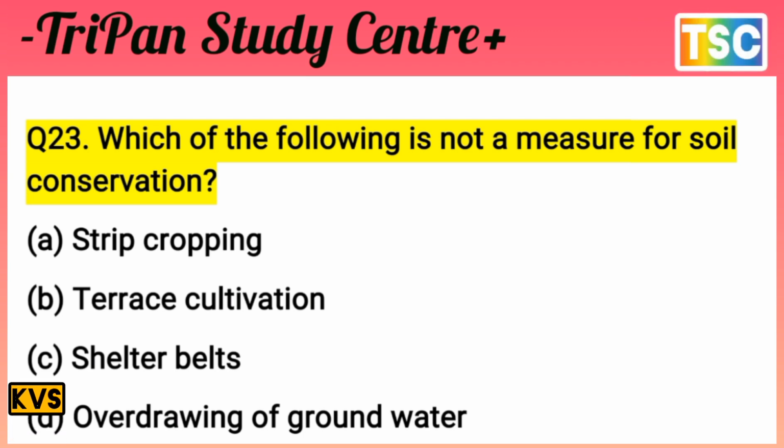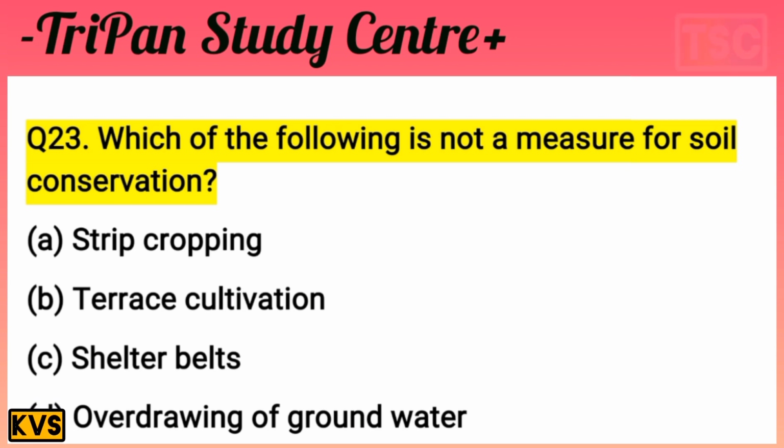You must have a thought of your answer. Let's see what our answer is to this question. Strip cropping is a soil conservation measure, and terrace cultivation is also rejected here. Shelter belt is also a conservation measure. Overdrawing of groundwater, D option, is correct. It is not a measure for soil conservation. That's an important answer. Next question.